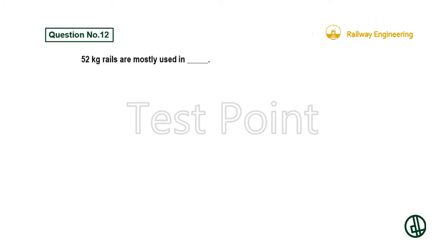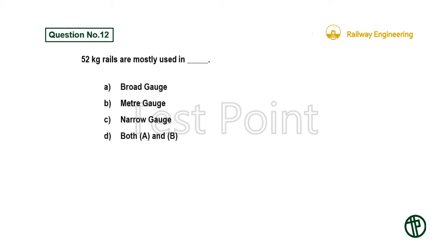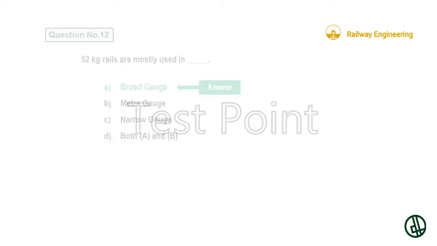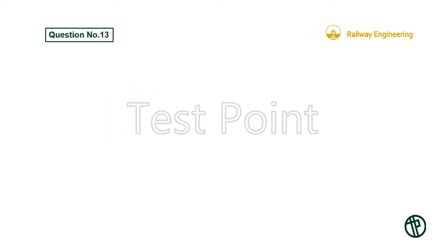Question number 12. 52 kilograms rails are mostly used in: Option A, broad gauge. Option B, meter gauge. Option C, narrow gauge. Option D, both A and B. Answer is option A, broad gauge.